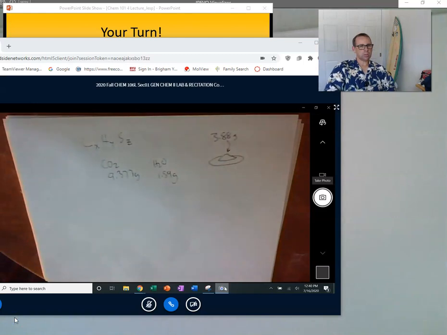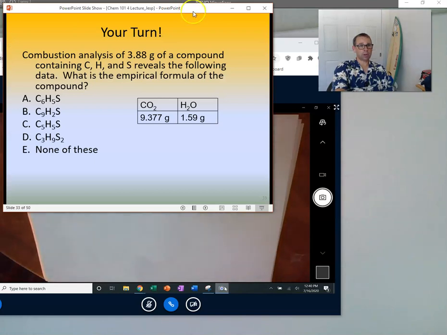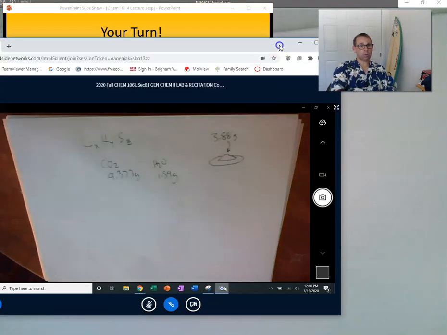All right, so our empirical formula is going to be CxHySz. We have 3.88 grams of this stuff, and we burnt it, and then we got 9.377 grams of carbon dioxide and 1.59 grams of water. So, how do we first find the moles of carbon?